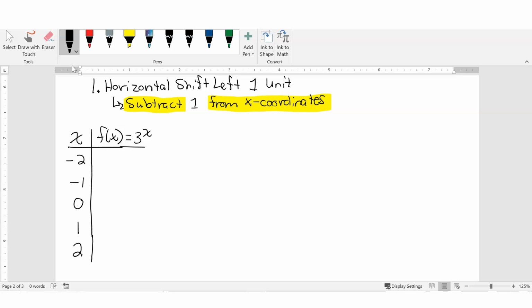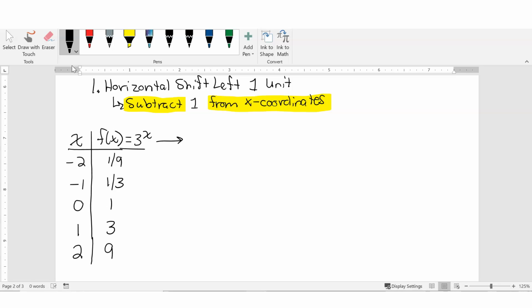So again, we'll pick our 5 x values from -2 to 2, and then 3 to the -2 power. That'll be 1 over 3 squared. That will be 1/9. 3 to the -1 power will be 1 over 3 to the first power, or 1/3. 3 to the 0 power will be 1, and then of course 3 to the first is 3, and 3 squared is 9. So now we can apply our transformation.